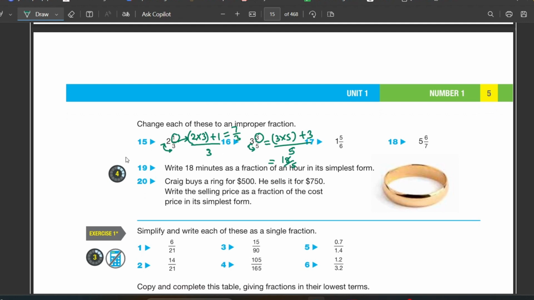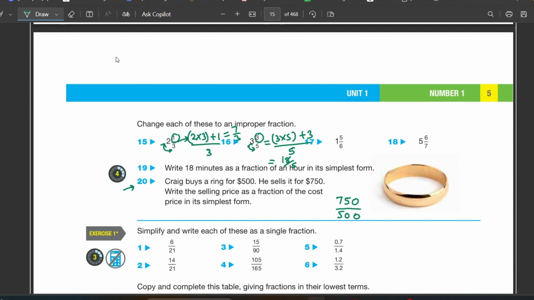And if we try one of these questions, Craig buys a ring for $500. He sells it for $750. Write the selling price as a fraction of the cost price in its simplest form. So selling price is 750 as a fraction of the cost price. Cost is 500. So we can write it as this.